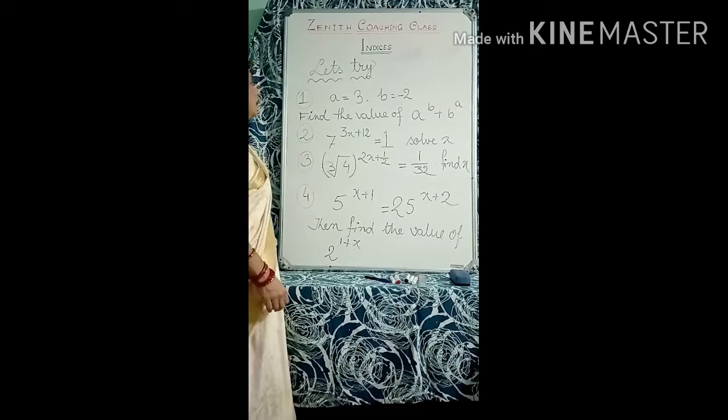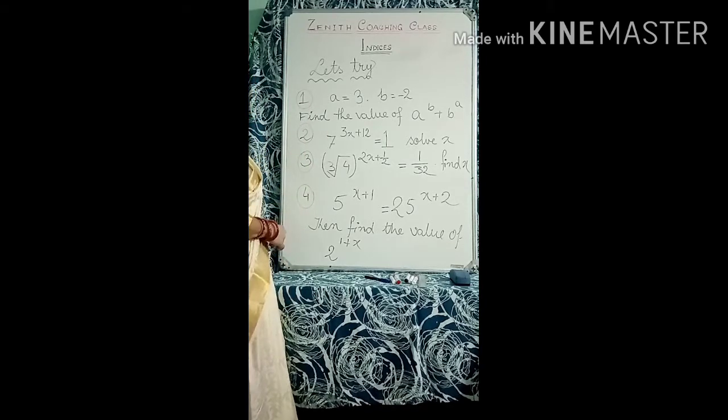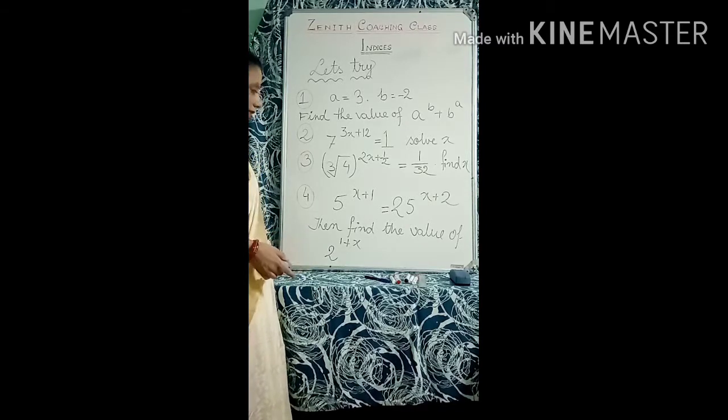Okay, so this is number 1. So let's try. a equals 3, b equals minus 2. So find the value of a to the power b plus b to the power a. Then second sum, x to the power 3x plus 12 equals 1. So you have to solve for x.